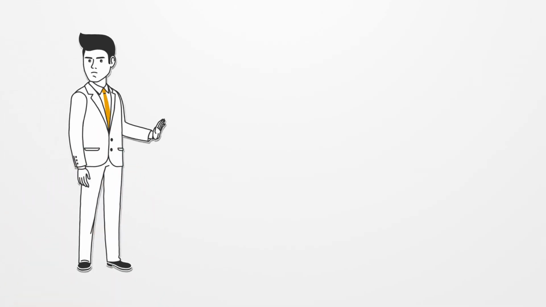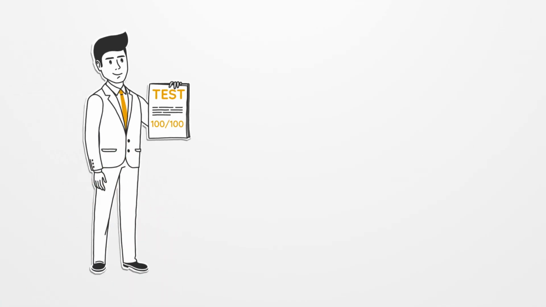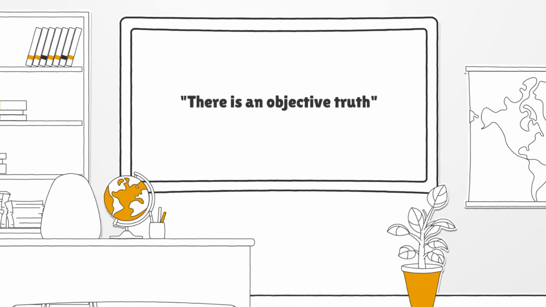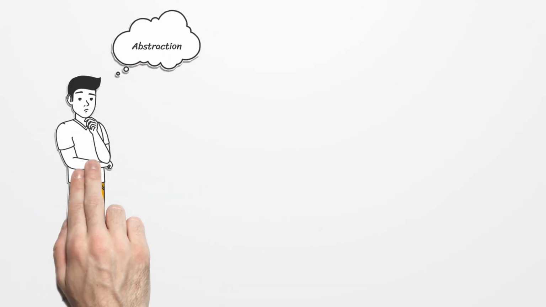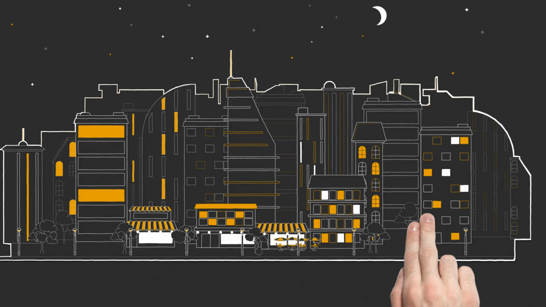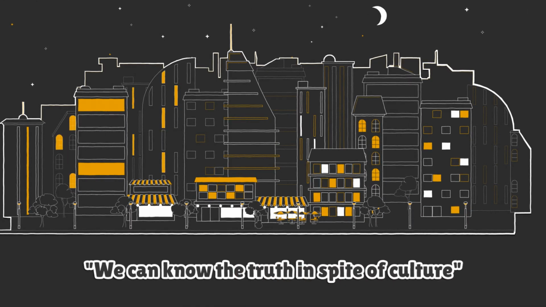But the self-application test is not a way of dismissing just any argument that you don't like. The important thing is that lots of things actually pass the self-application test. Let's consider the opposite of the three example claims. There is an objective truth passes the self-application test. It is objectively true that there is an objective truth does not contradict itself. Being abstract does not make an argument unsound, also does not contradict itself. It is an abstract argument stating that there is nothing wrong with making abstract arguments. It is possible to know the truth in spite of culture can be applied to itself without contradiction.